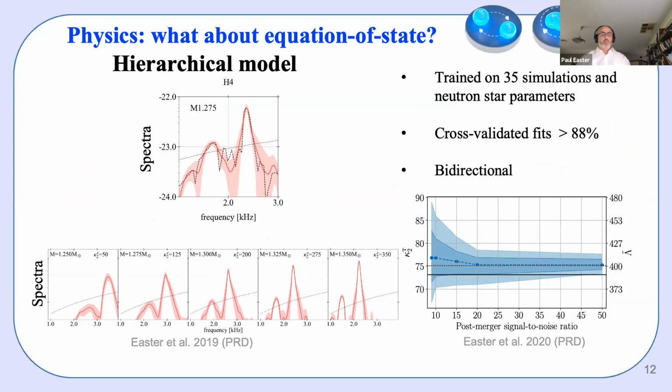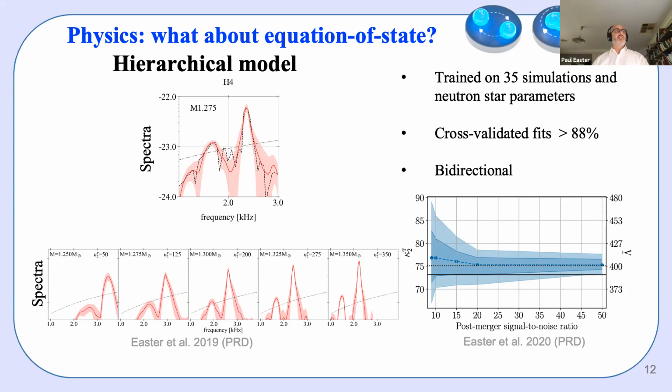So what about the equation of state? For this, we used a different model. We used a hierarchical model, you can call it a machine learning model, that was trained on the spectra from numerical relativity simulations and neutron star progenitor parameters. We only had 35 numerical relativity simulations, and we did our fits using leave-one-out cross validation, if that means anything to anyone. We ended up getting fits of around 88%.